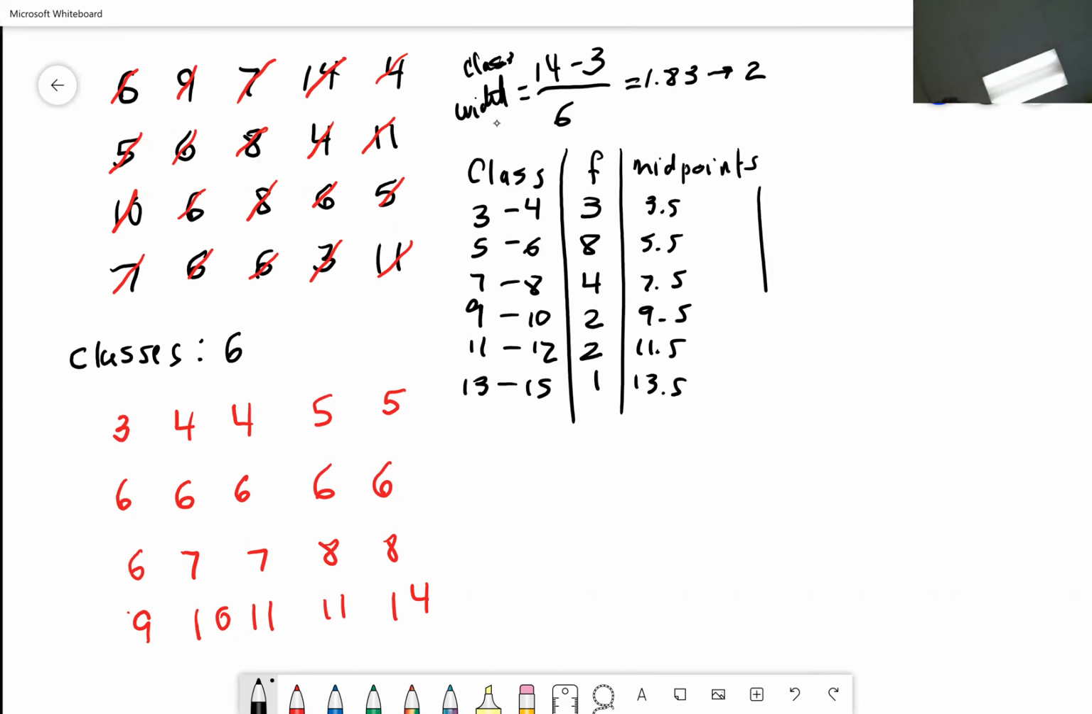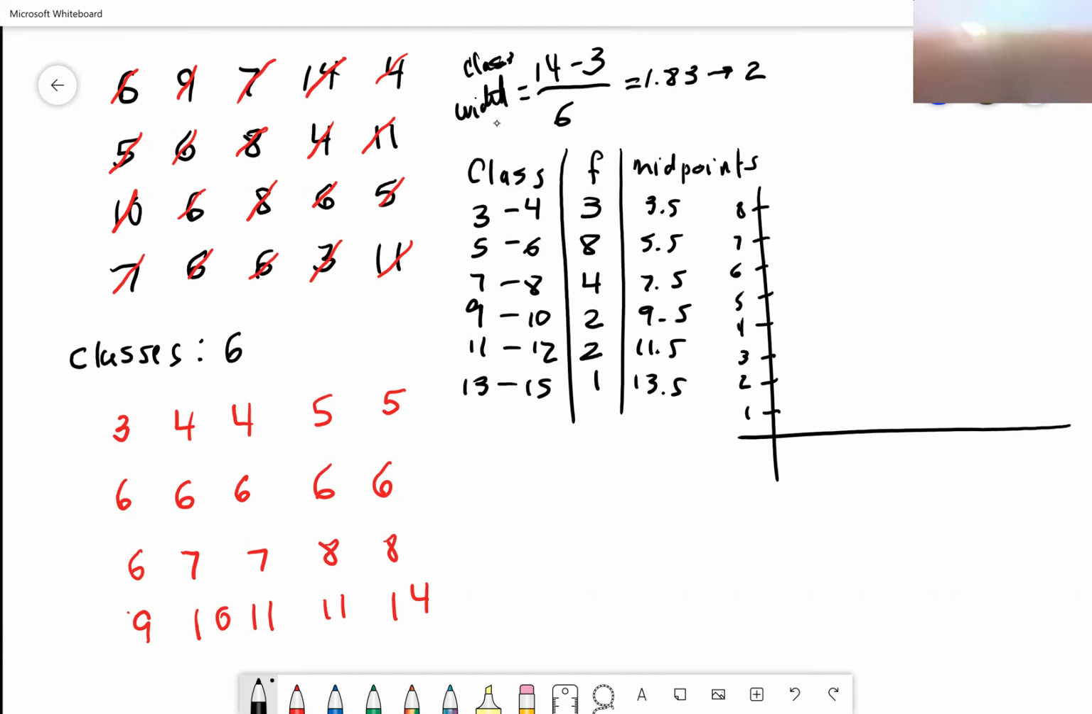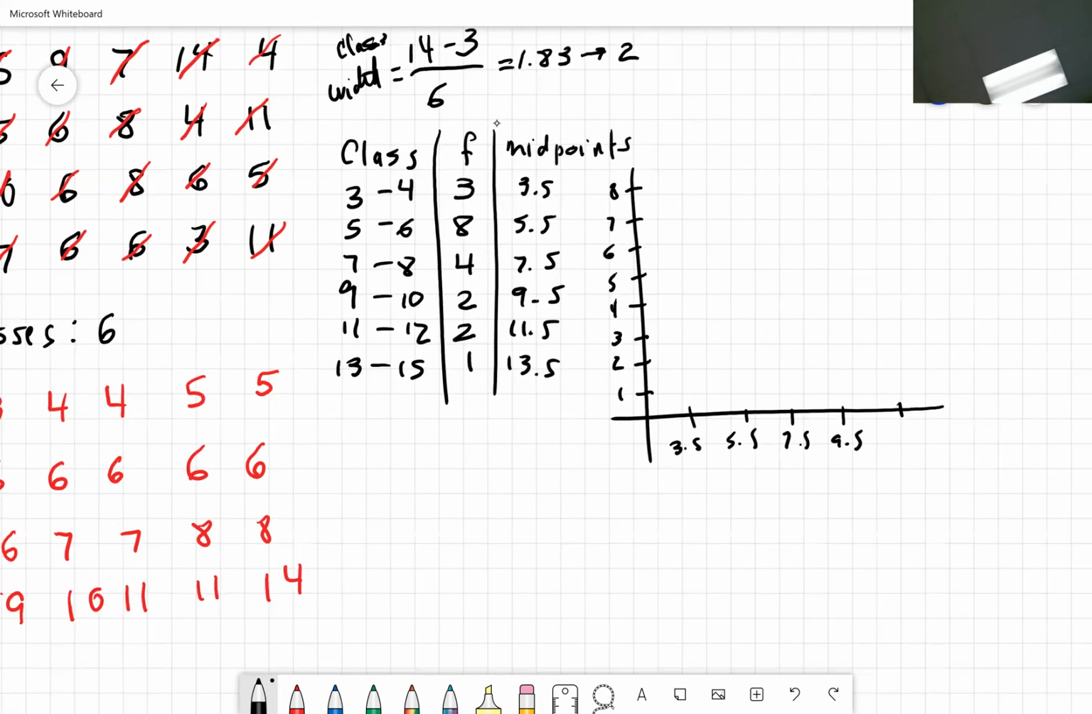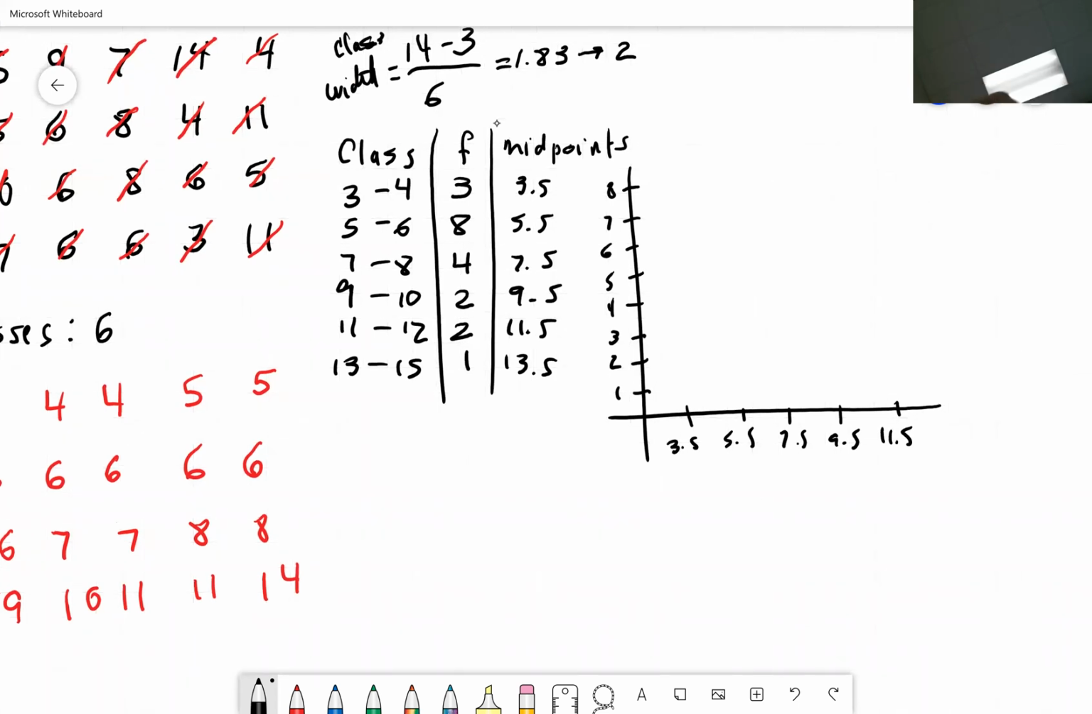Let's draw our axis. Here's our axis. And this goes 1, 2, 3, 4, 5, 6, 7, 8. And this is 3.5. This is 5.5, 7.5, 9.5, 11.5, 13.5. And now we go ahead and do a frequency of 3.